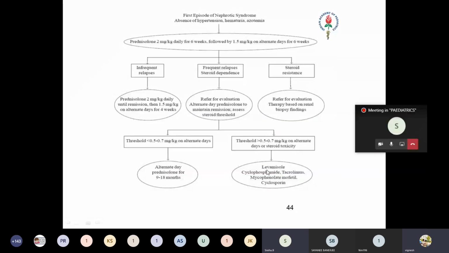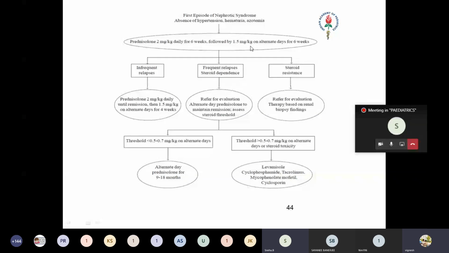Now we will plan the classical treatment of nephrotic syndrome. For example, if the child comes with the first episode of nephrotic syndrome with the absence of hypertension, please note it down, there should not be hypertension, hematuria, or azotemia. In such cases, we start with prednisolone 2 milligram per kg per day daily for 6 weeks continuously. Remission means the urine is free of albumin for 3 consecutive days.